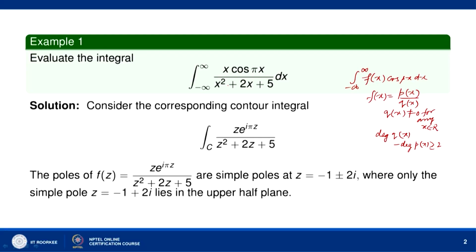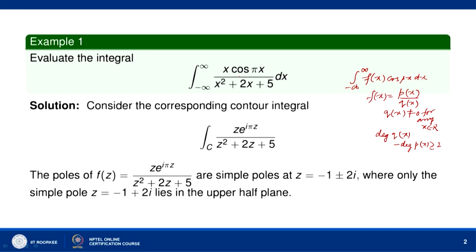in order to show that the integral along gamma of the function f z into e to the power I pi z goes to 0. Here, since we are taking cos pi x, we will be considering e to the power I pi z. So, we will have to make a certain modification in that technique to show that the integral along gamma goes to 0. So, let us consider the contour integral of z e to the power I pi z over z square plus 2z plus 5 dz.